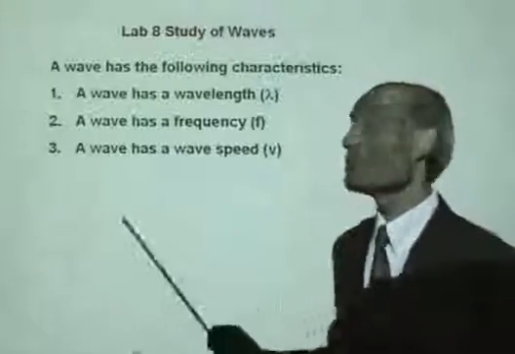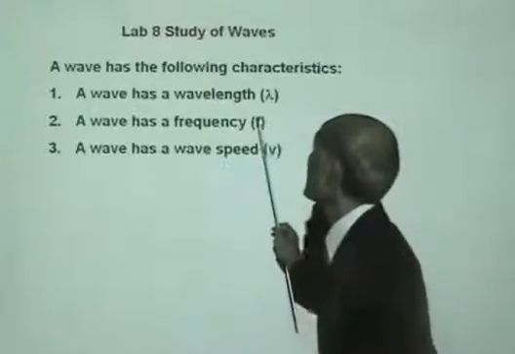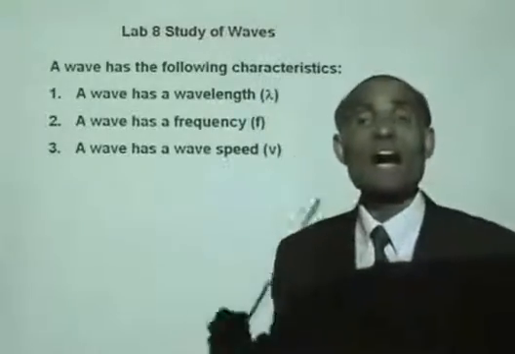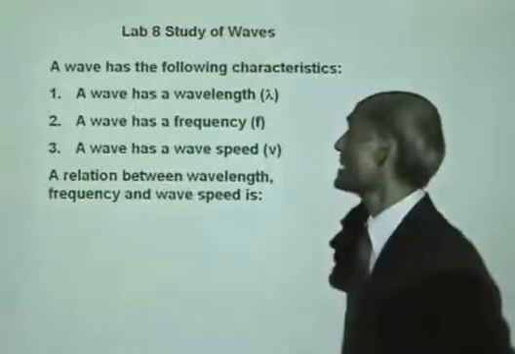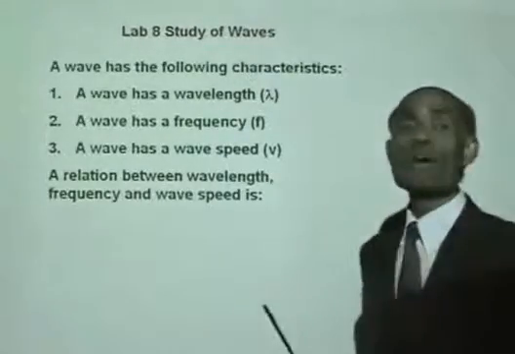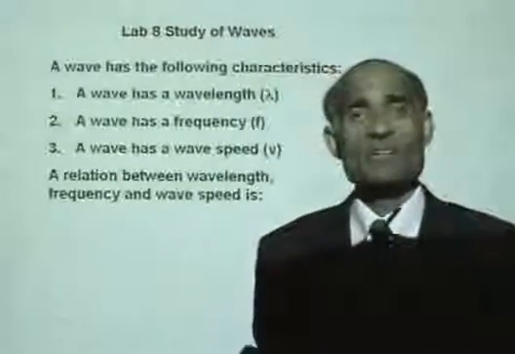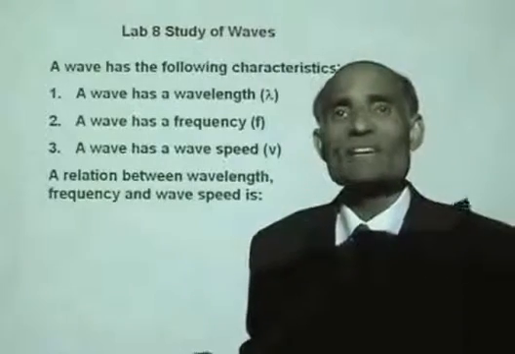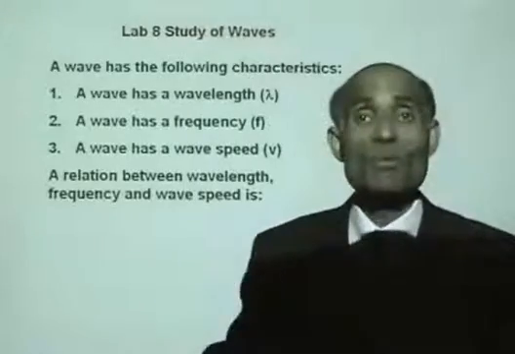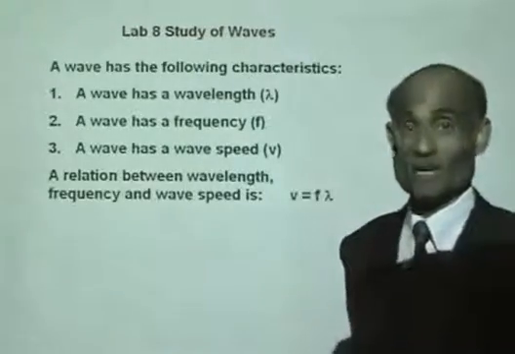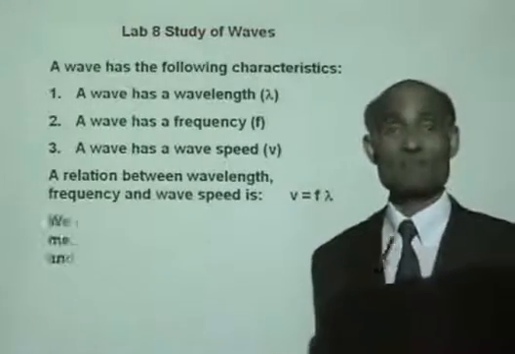Now, in this lab, we're going to study the relationship between the wave speed, wave frequency, and the wavelength. A relation between wavelength, frequency, and wave speed. All right, you should now tell me, what is that relationship? The wave equation. What is that equation? Well, the equation is V equal to F lambda.